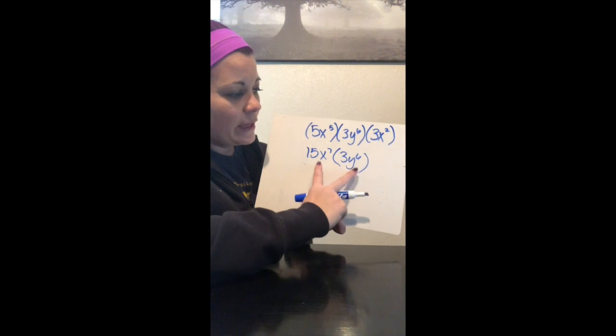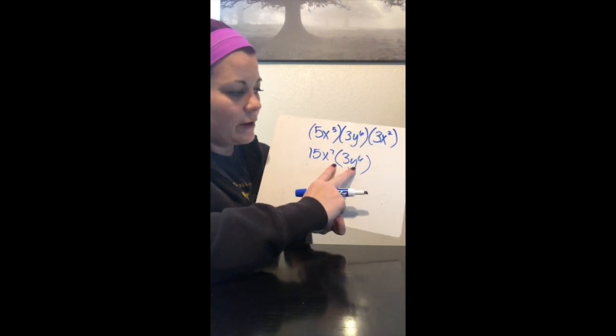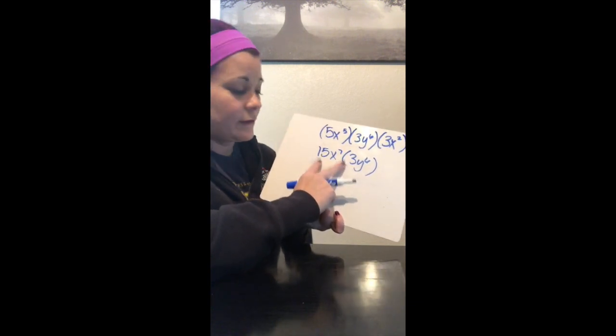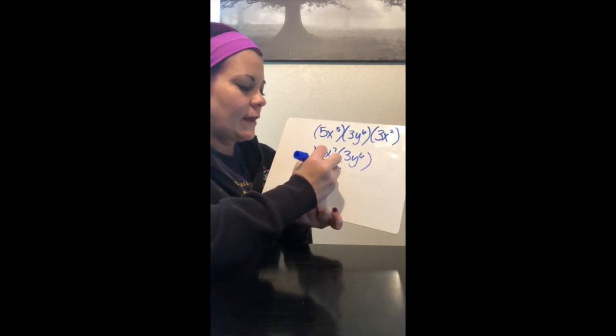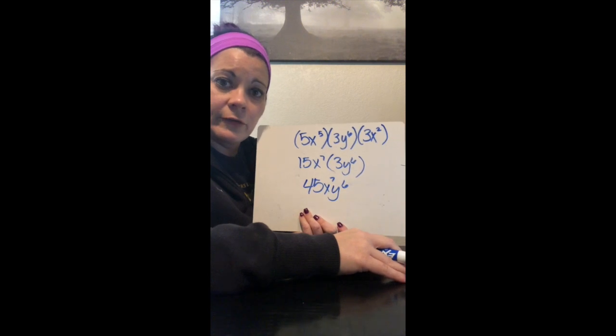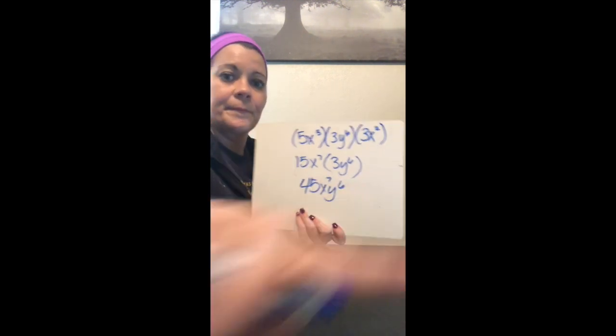Now in this case, we can combine these. We can't combine the variables, but we can multiply 15 times 3, which is 45. And then we have x to the 7, y to the 6. So this would be simplified.